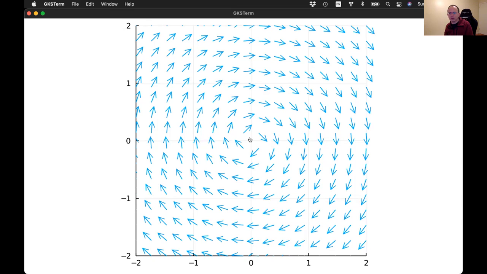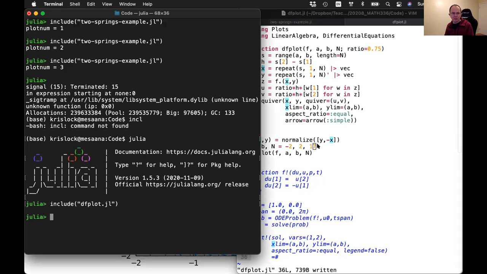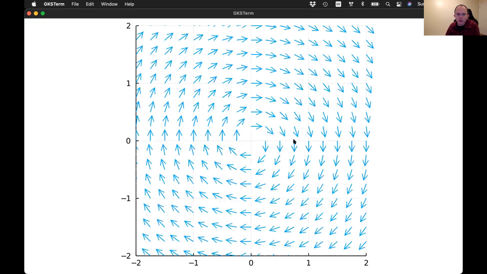So maybe let's do another plot where I make sure that there are values that are right at 0. So I'll change that to 17 and I'll run this again. Okay. So now some of these points are right at 0.